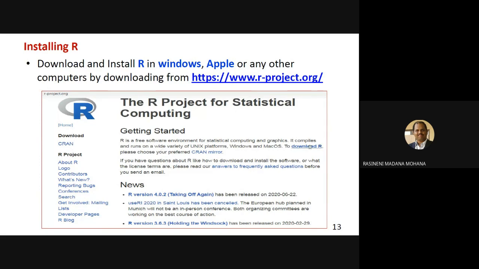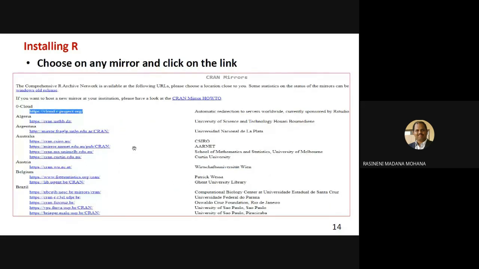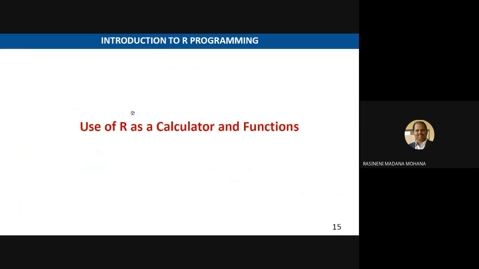Here you can see one link to download R. When you click on this, it shows various server mirrors. You can select any mirror. Suppose by default Zero Cloud, click on this. Then it shows various versions. The current version is 4.0.1. You can download any version compatible with your system. Preferably, you can download 3.5 and above versions. Okay, now after installation, we will switch to our R environment.